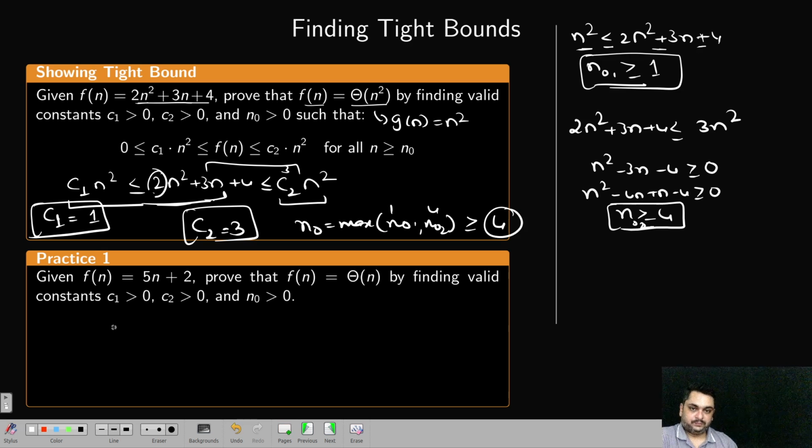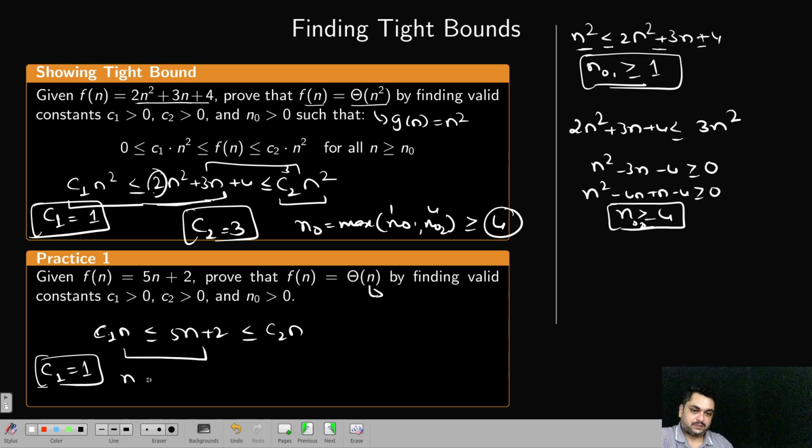Similarly, solve given as c1, then g of n is n. c1 n should be less than or equal to pi n plus 2, which should be less than or equal to c2 n. Okay. Now choose c1. If I choose it as 1, what will happen? We will solve only this first part. n is less than or equal to pi n plus 2. So this is always true for n naught greater than or equal to 1, for all n values, right? It's always true because it is pi n this side.